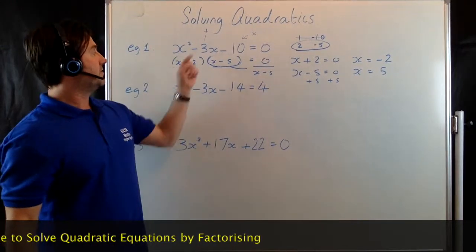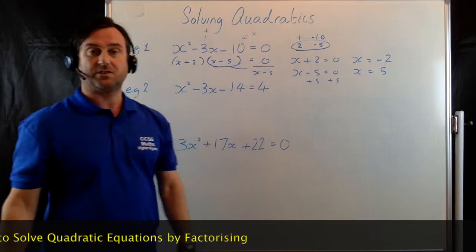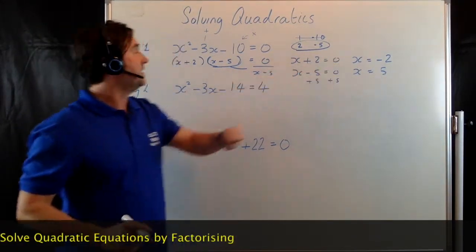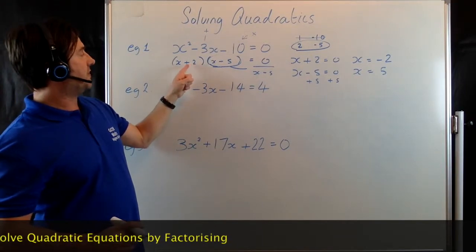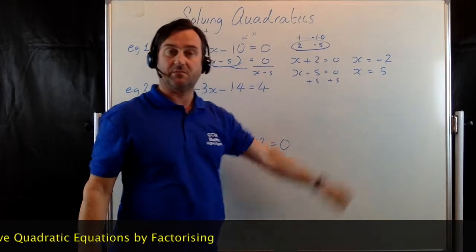So my answer to example 1 is x equals negative 2, x equals positive 5. Now in this situation it's fairly straightforward. We don't have to go through all this. It's very clear to see that all I've done once I've factorised it is change the signs to give me my answer.